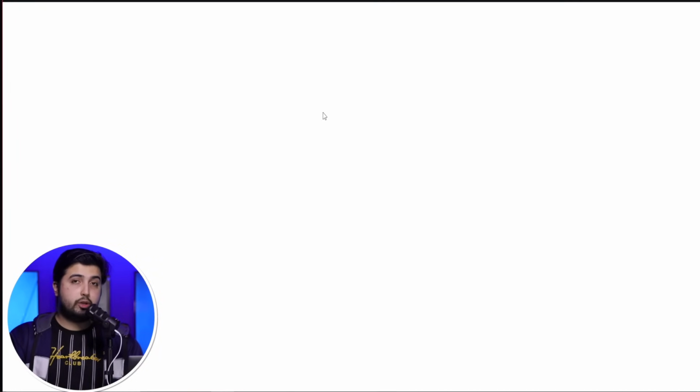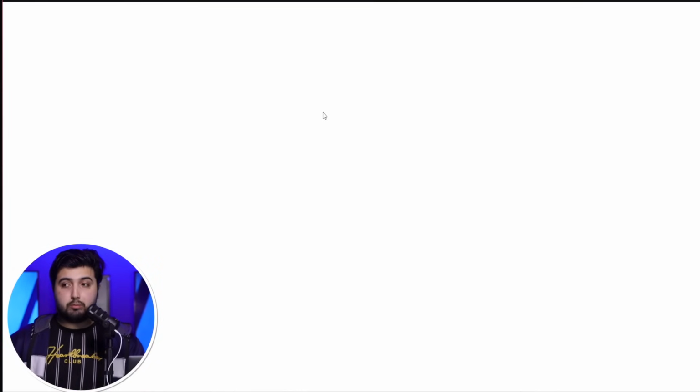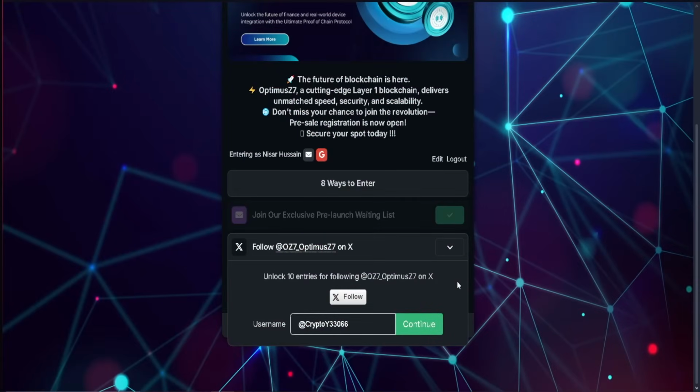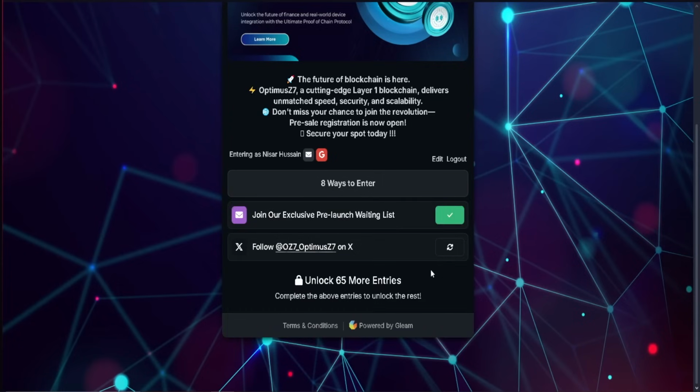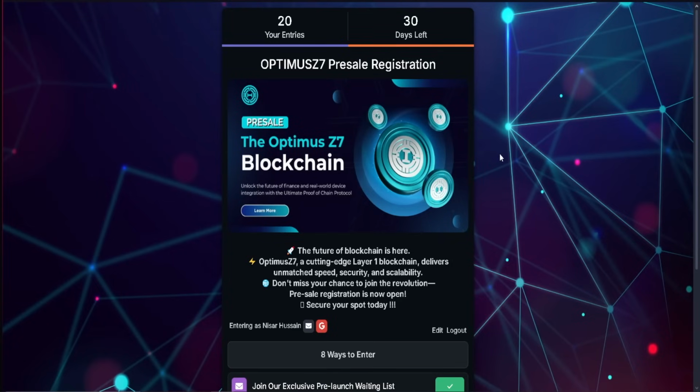It's going to take us to Twitter, where we are going to follow the account, and we'll come back. It is going to automatically check that we have followed, and it is going to provide us with not only more entries, but more ways to get more entries. Now, once you have followed, you're going to put in your username, your Twitter handle, basically, and you're going to click on continue. Now, once they check that you have indeed followed, it's going to provide us with more entries and more methods through which we can enter. And in this way, we can register ourselves for the presale.